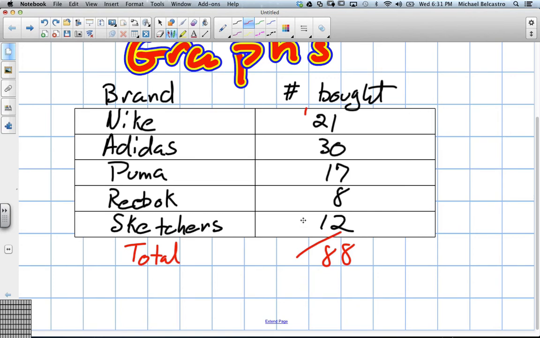Okay, so then from there we're going to actually find a percentage. So what percentage of the total does each brand represent? And in order to do that, we're going to take the amount of shoes they bought, so 21, and we're going to divide it by the total here. So percentage, or number of shoes divided by total, will give us our percentage.